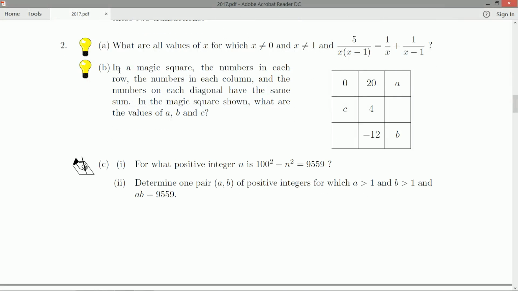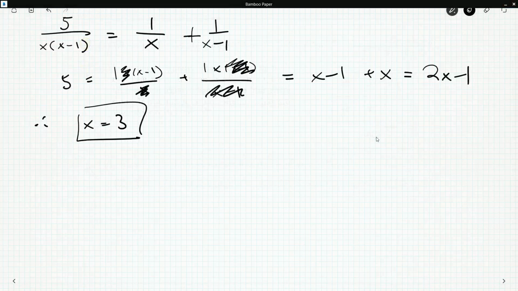Alright, so B part. In a magic square, the numbers in each row, the numbers in each column, and the numbers on each diagonal have the same sum. In the magic square shown, what are the values of A, B, and C? So we need 3 numbers. I'm betting this is at least worth 3 marks here for our A, B, and C. Well, let's copy it down. We were missing some numbers, although we do have a full column here. So that should be helpful.